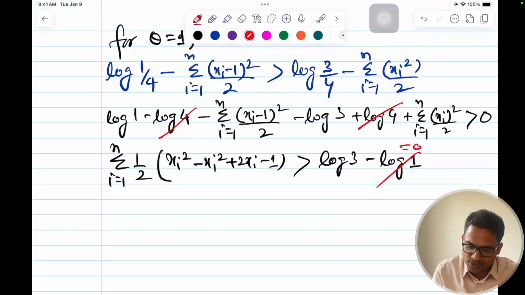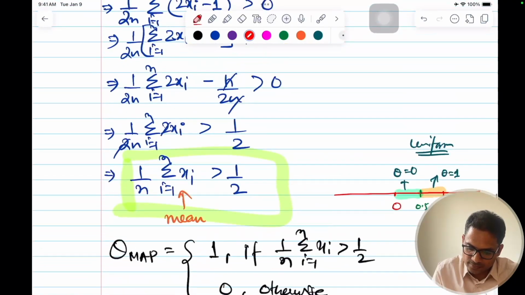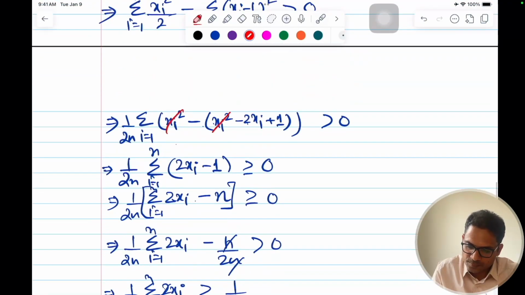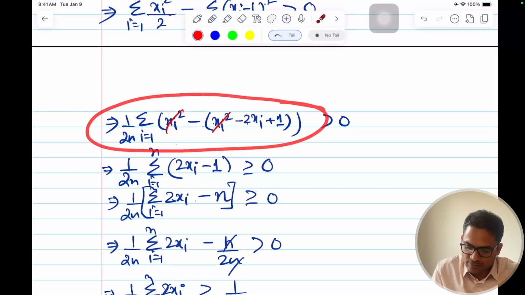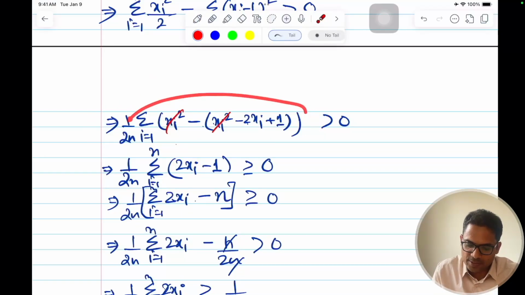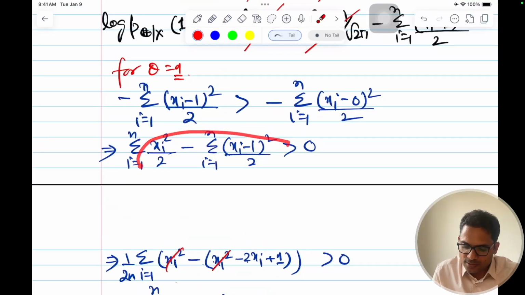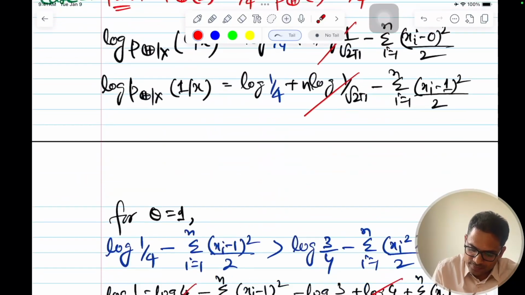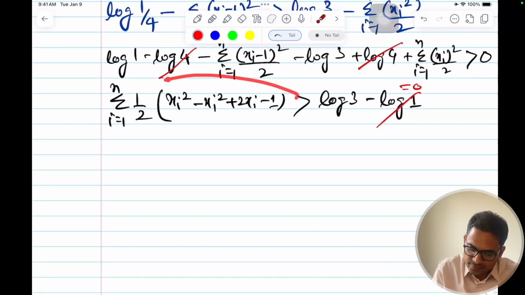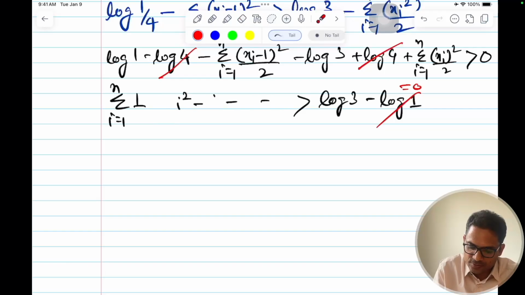And we have seen this calculation earlier. This is the same calculation, right? This is the calculation that we are doing. What did this come out to be? xi square minus this thing. This is the same calculation that we are doing here. Let me write it down in the same format so that it's clear for you.